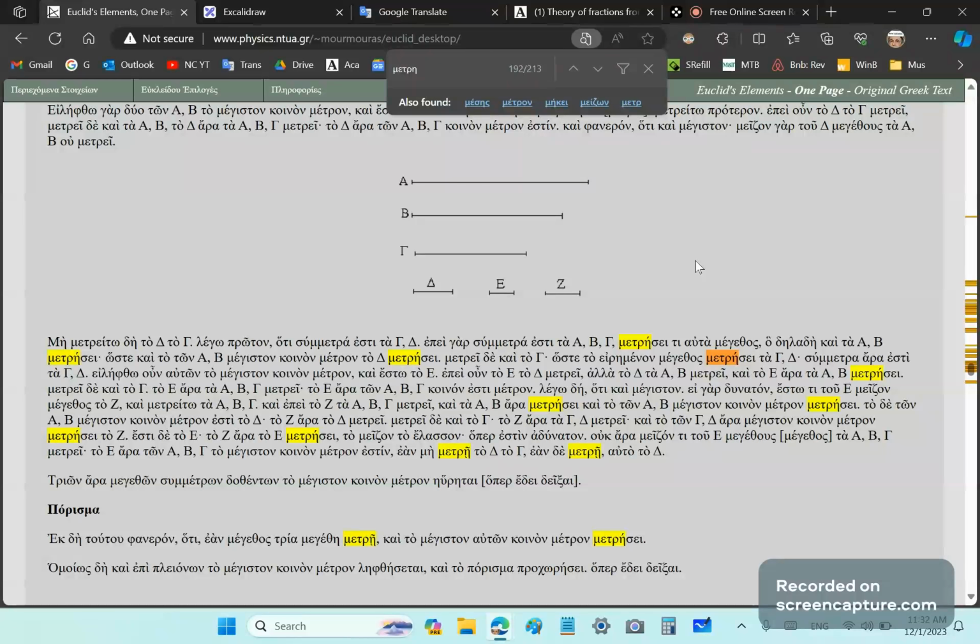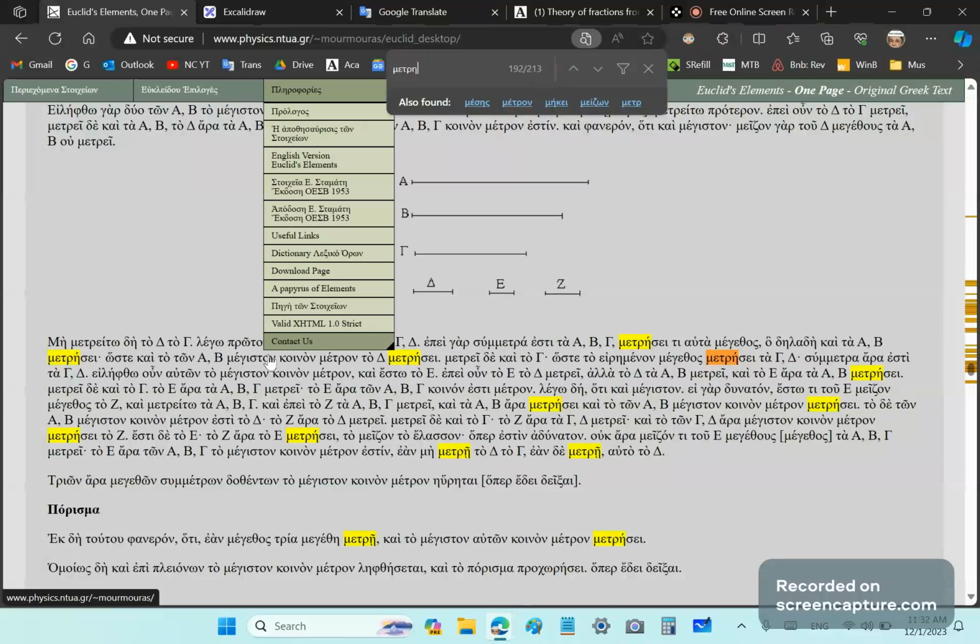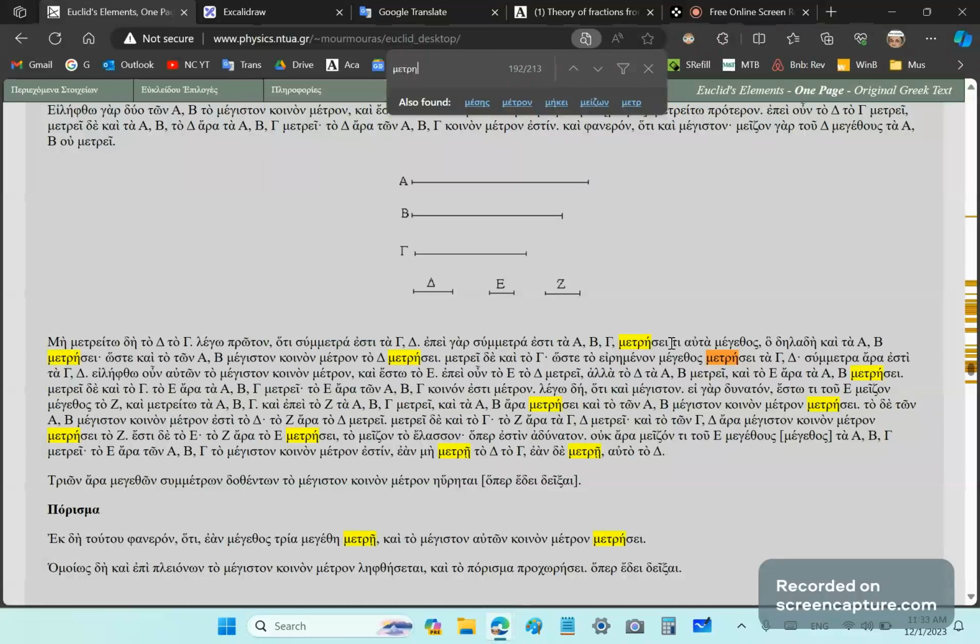So now, let me begin. The word measure appears hundreds of times in the elements, okay? Hundreds of times. So, what does the original Greek word for measure mean? Well, there are several words. For example, metρήσει means measure, and so does metro, but metro is a measure, so it's a noun, right? And this word metρήσει that you see here appears 213 times.